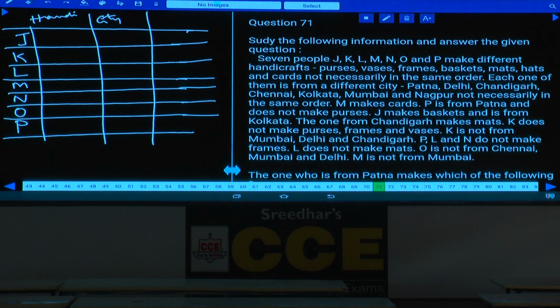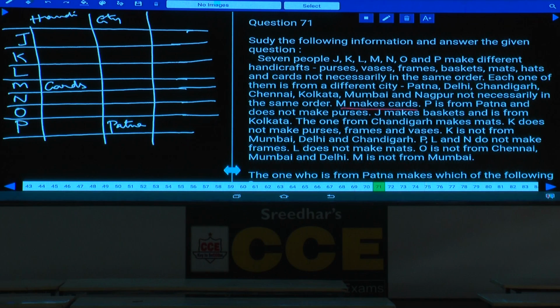Now in this one, M makes cards. Information clearly specified. M makes what? M is making cards. As M makes cards, M is here. And what is the handicraft? M makes cards. P is from Patna. As P is from Patna, the city is fixed.